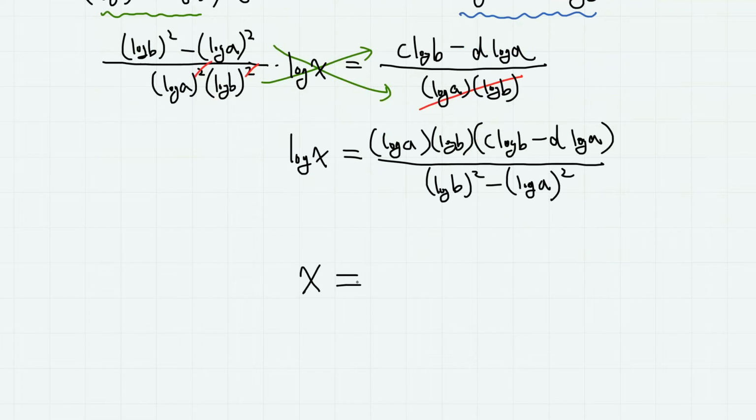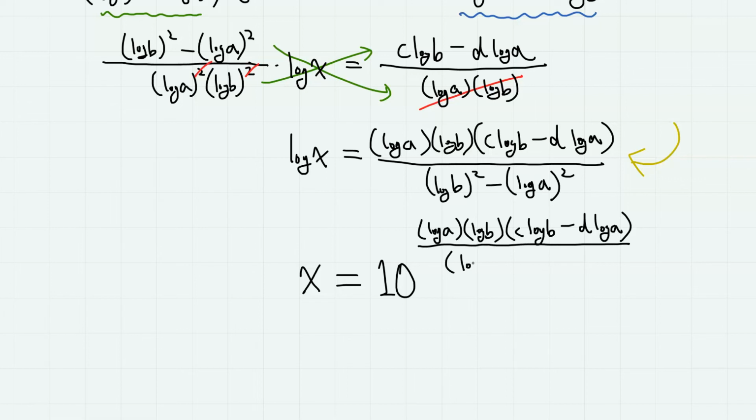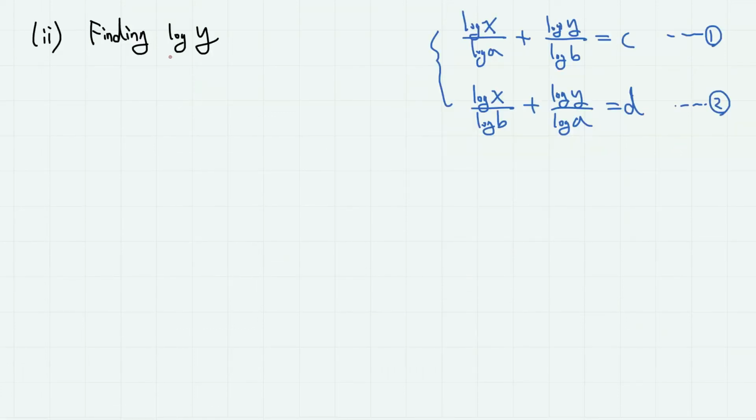And x is simply 10 to the power of this entire right hand side. So we have 10 to the power of log a times log b times c log b minus d log a over log b squared minus log a squared. So this is x. Now let us obtain log y.